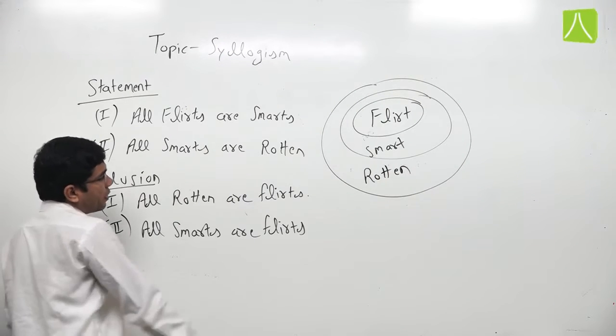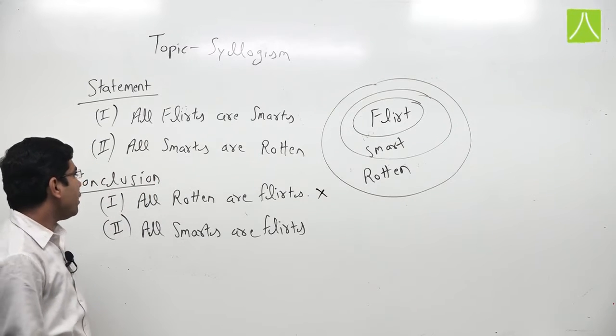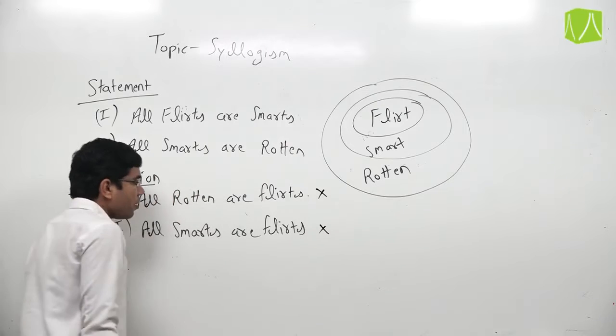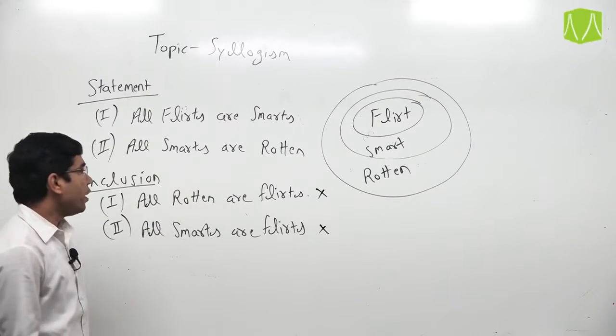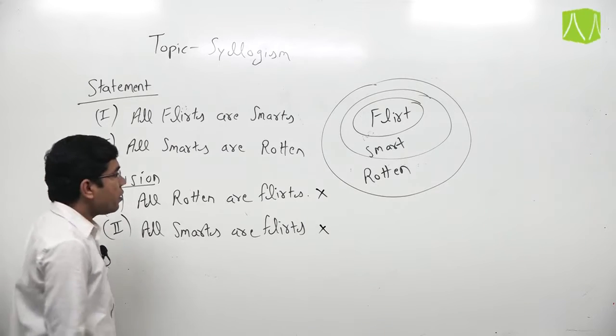Now, all rotten are floods. With this diagram we can easily say that conclusion 1 is not correct. All smarts are floods. This conclusion is also not correct. So for this question our answer should be both the conclusions are wrong.